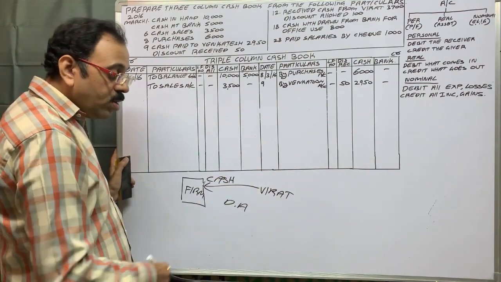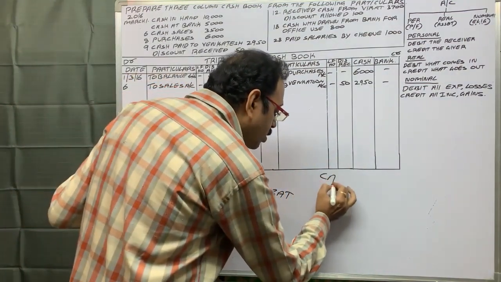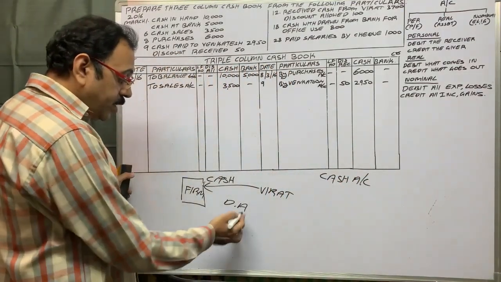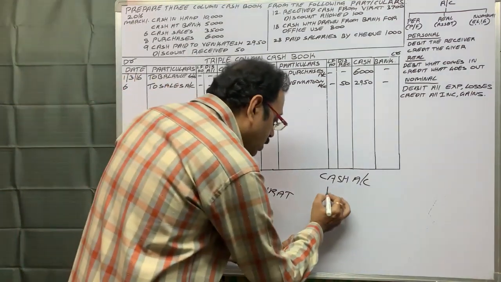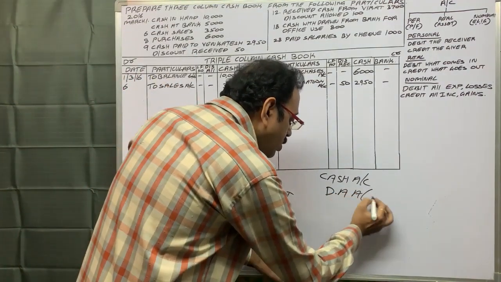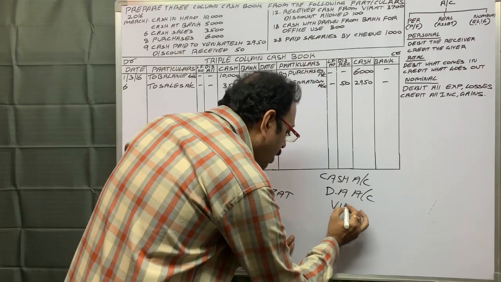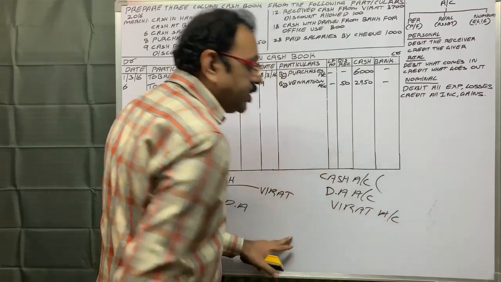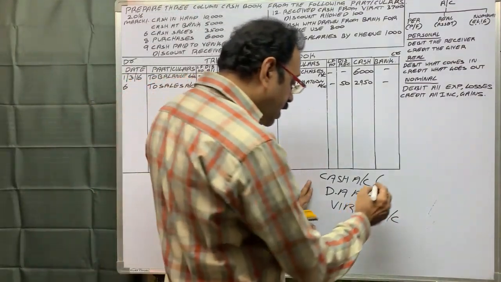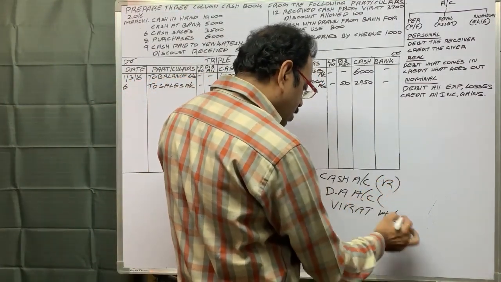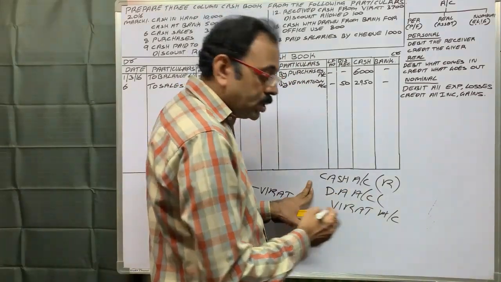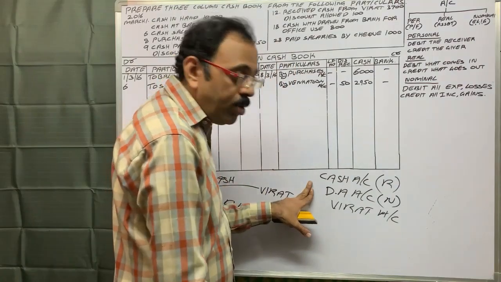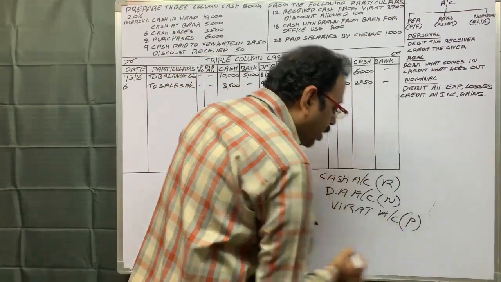Now what are the three accounts? Cash is coming, therefore cash account is one account, and discount allowed loss is one account, and Virat account is another account. Then cash, an asset, comes under real account. Discount allowed loss is a nominal account. Virat account, a person's name, is a personal account.